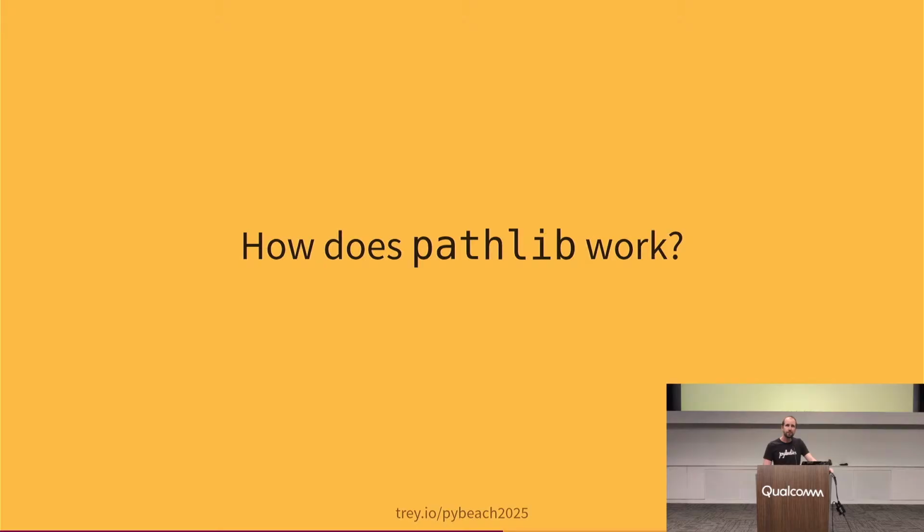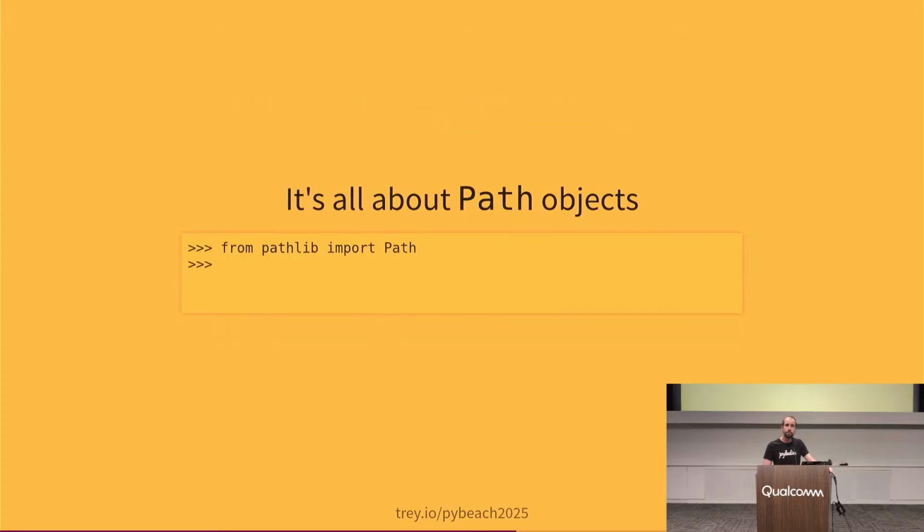But how does Pathlib actually work? Well, the Pathlib module contains pretty much one thing, a class called Path. So understanding Pathlib means understanding Path objects in the Path class. The Path class accepts a string, which represents a file path, and it returns a Path object. The Path object that we get will either be a POSIX path or a Windows path, depending on the operating system that the code is running on.